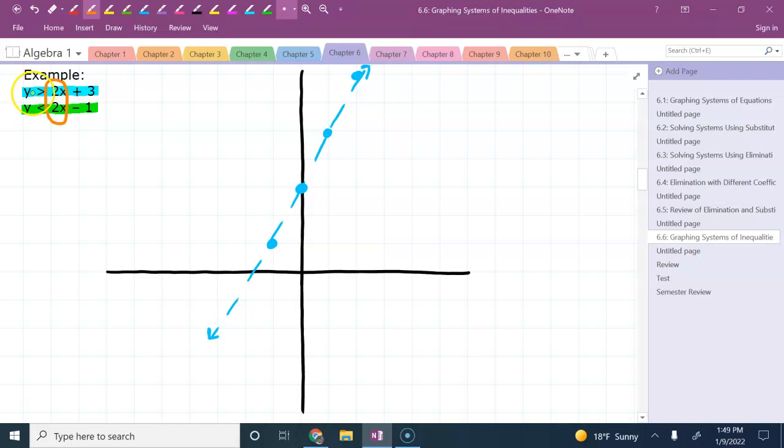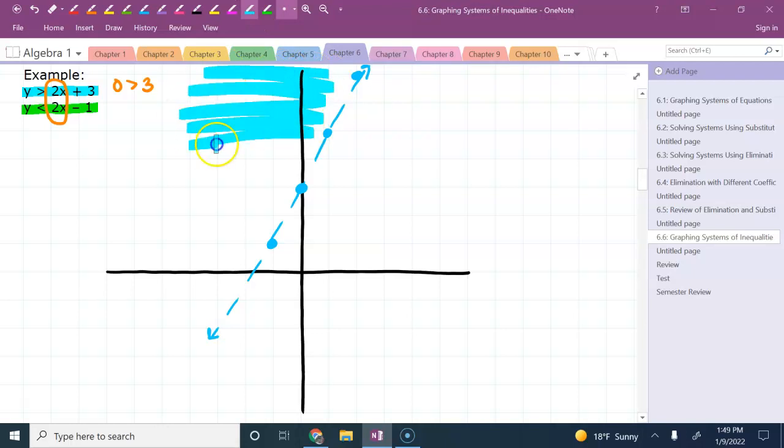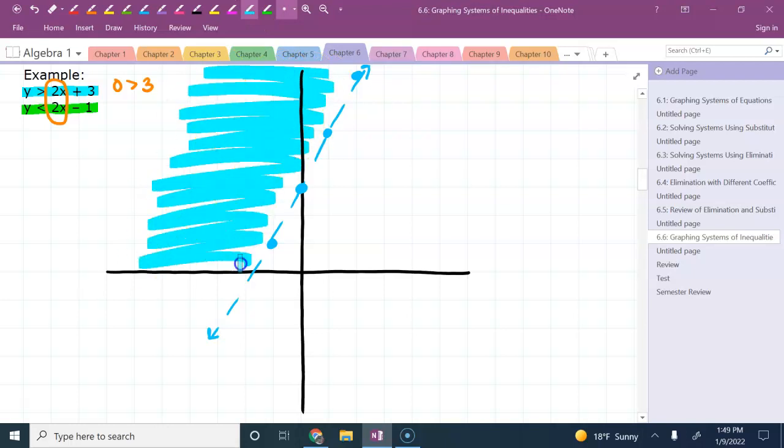But so you're going to go 0 in for y, greater than 2 times 0 is 0, plus 3. 0 greater than 3 would be false. Okay, so I do not want to include 0, 0, the origin, and that's why I said you're going to shade above the line, which would be over here. This would be above the line. So that's for your first one.